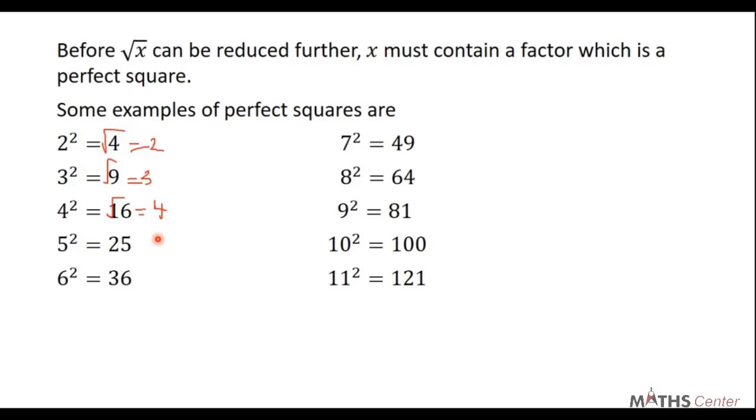Now remember these perfect squares: 4, 9, 16, 25, 36, 49, 64, 81, 100, 121. It continues up to infinity. So 12 squared is also a perfect square, and 13 squared is also a perfect square.